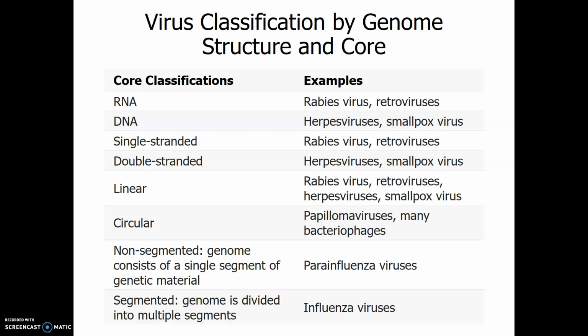This chart gives you some examples of viruses classified by their genetic material, by their core. So some RNA viruses are rabies and retroviruses. Some that are not listed on here that are RNA viruses are the cold virus, HIV, which we know is a retrovirus, and the flu virus. And DNA viruses, some examples are herpes viruses and the smallpox virus, which is variola.